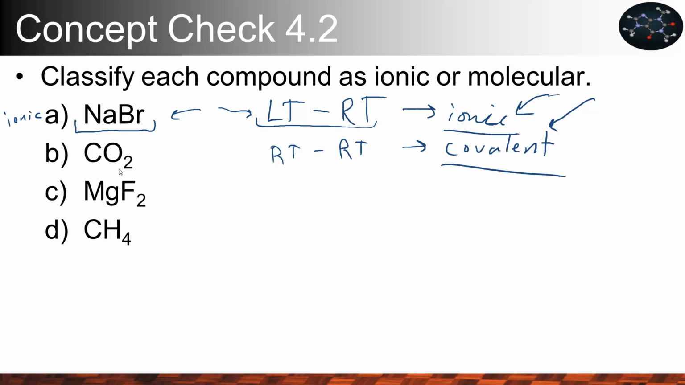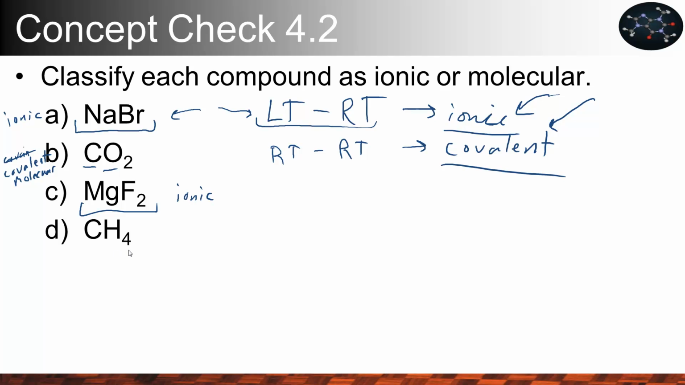How about CO2? That's kind of on the upper right-hand side of the periodic table. For carbon, not too far, about 2 spaces away from it is oxygen. This is right side and right side. This is a covalently held molecule. So that means it's a molecular compound. Magnesium fluoride, that's left side, right side, meaning ionic.